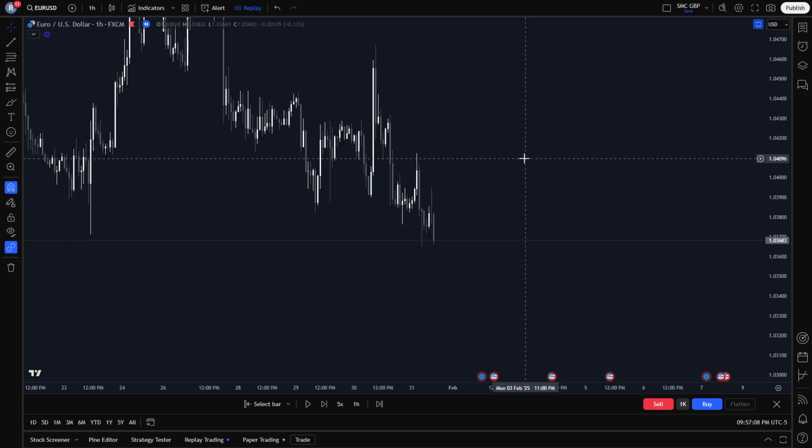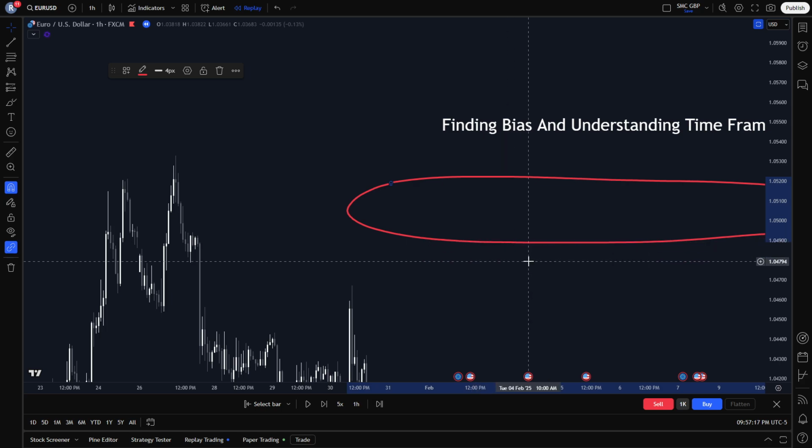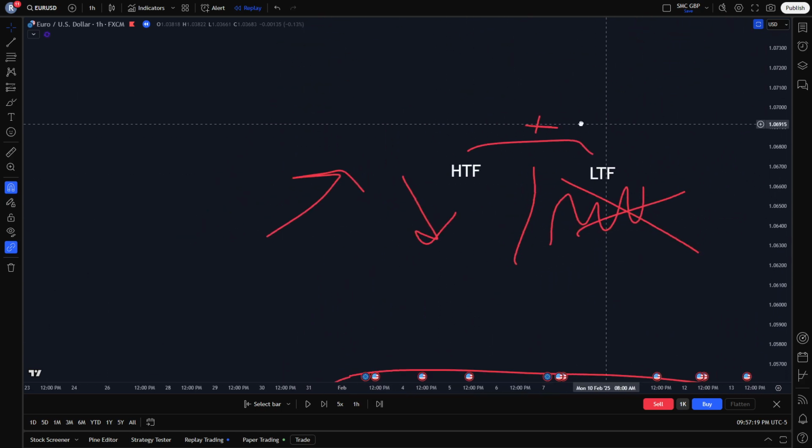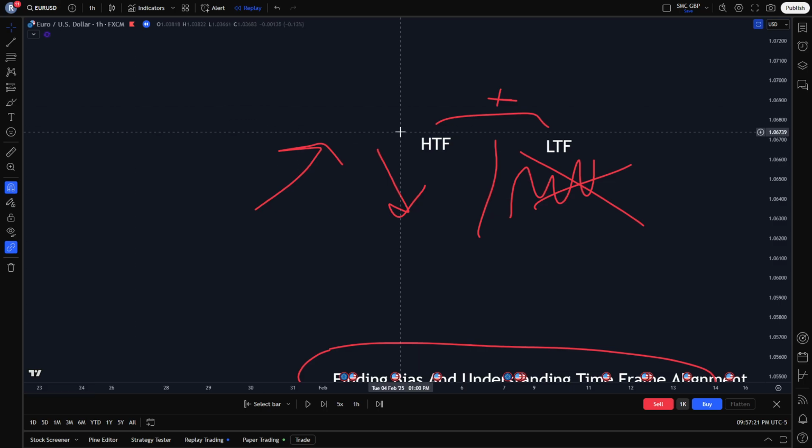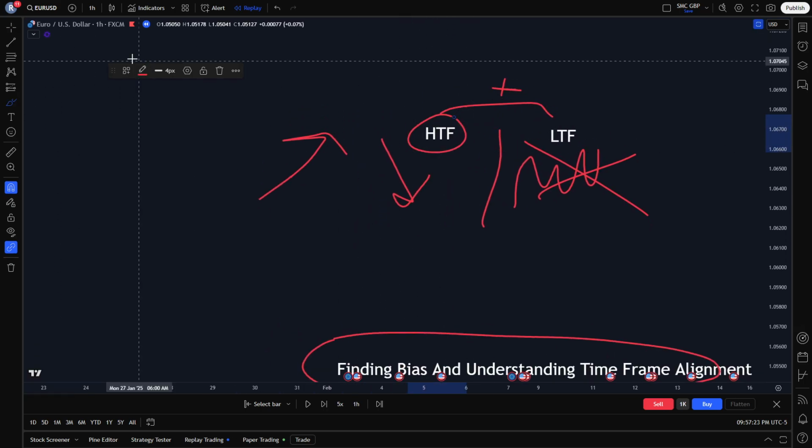I am going to be showing you the simple steps I take to find super high probability manipulations in order to give us our high time frame bias. So we have our first step. Remember, this is a step-by-step process. We don't even care about the low time frame yet. We need the high time frame.